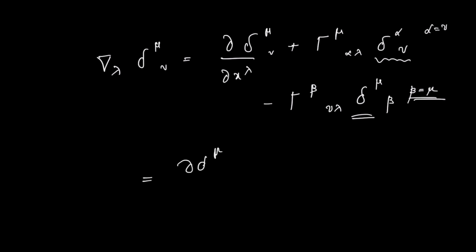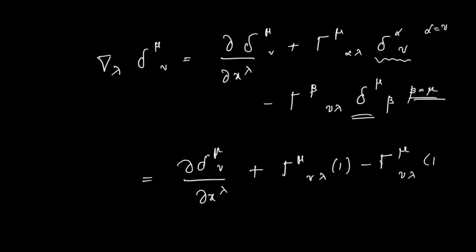Partial derivative of the Kronecker tensor mu nu with respect to x lambda plus Christoffel symbol mu alpha lambda. Now alpha is equal to nu, so in the place of alpha I can write nu. Then delta alpha nu, the Kronecker tensor, will be 1. Minus, now instead of beta, I have to write mu, lambda, 1. So these two terms are equal, and now this will get cancelled.